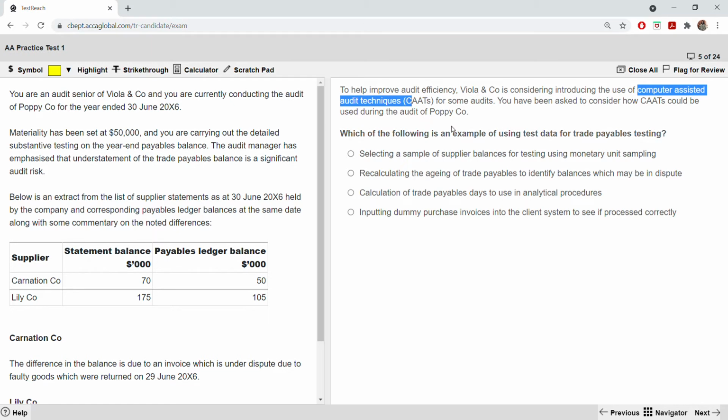Which of the following is an example of using test data for some trade payable testing? Is it selecting a sample of supplier balances for testing using monetary unit sampling? Recalculating the aging of trade payables to identify balances which may be disputed? Calculation of trade payables days to use in analytical procedures? Or inputting dummy purchase invoices into the client system to see if it is processed correctly. Just this one. You are using the client's system. The other three you can do manually also, because here they have told you that you are inputting dummy purchase invoices into the client system to see if it is processed correctly.